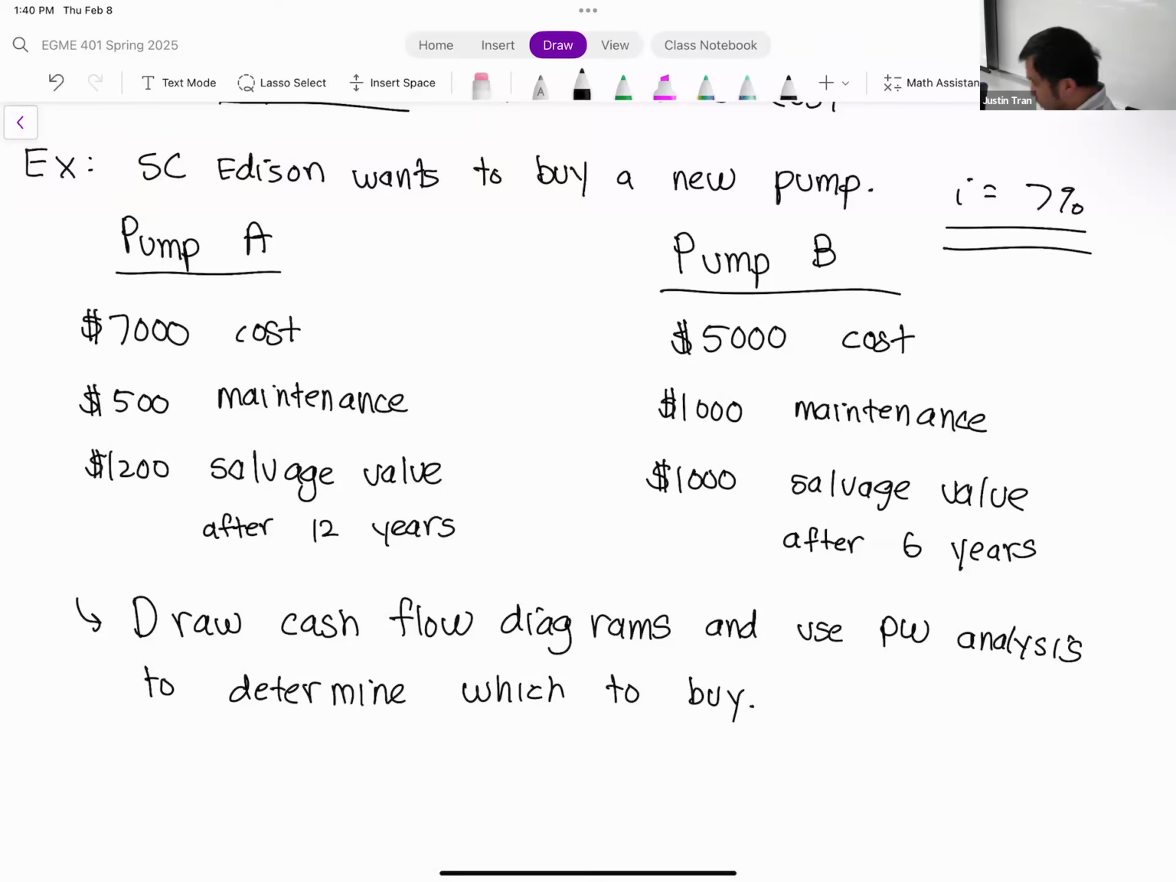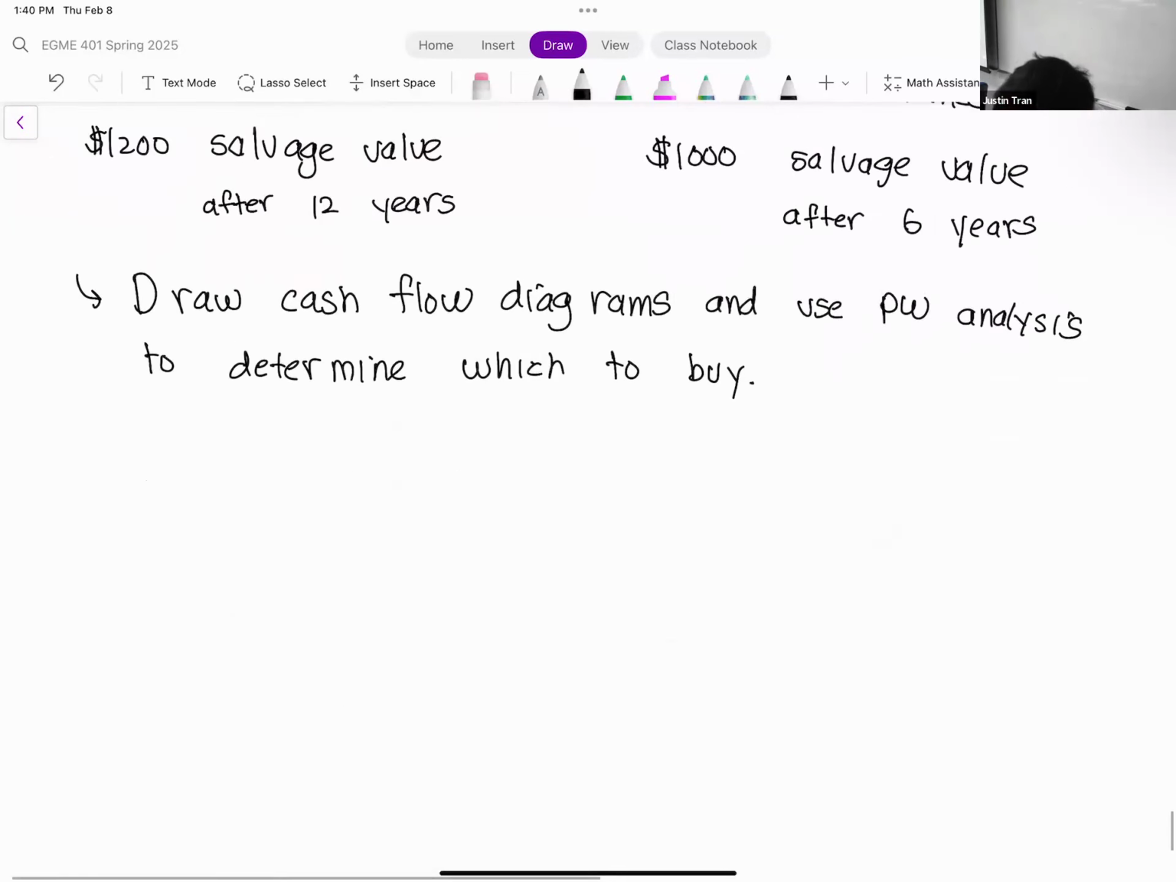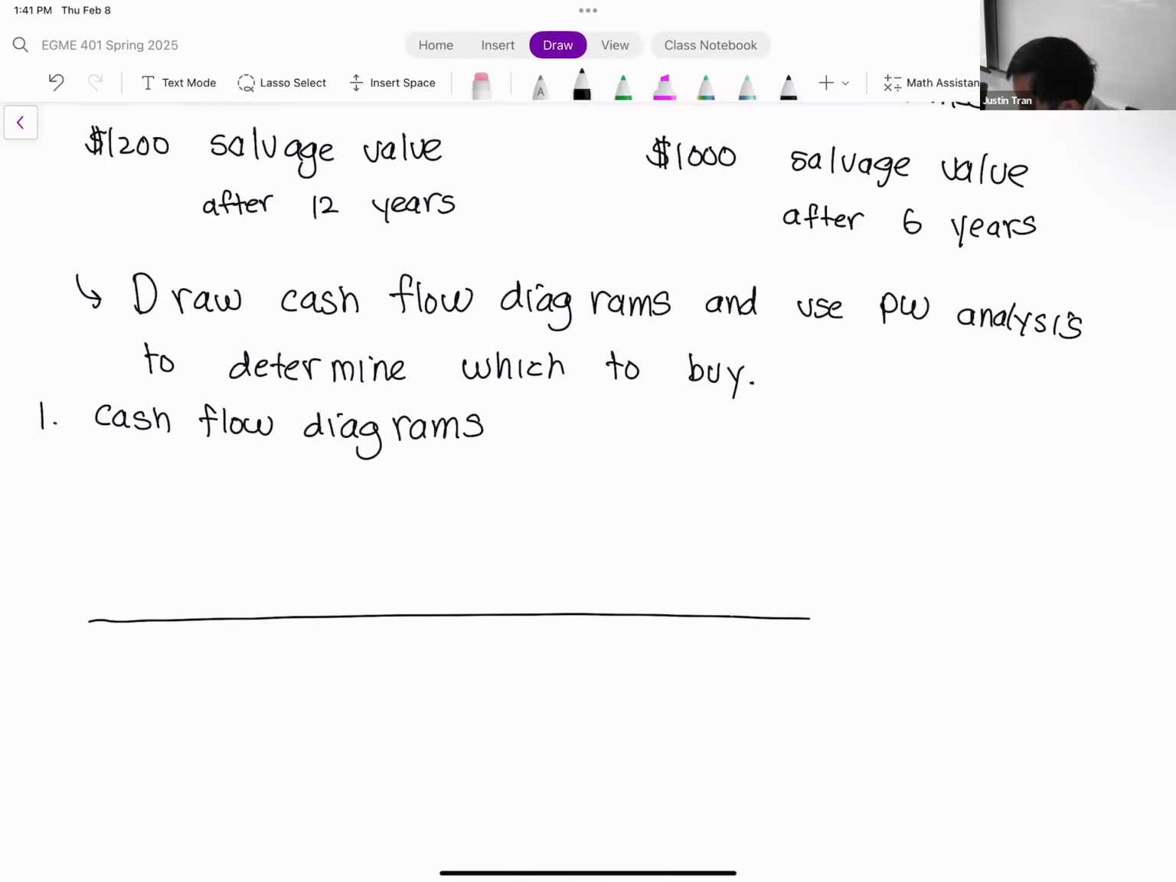So let's go ahead and start with the cash flow diagrams. This one's gonna be much bigger because it's for 12 years. So let's start with pump A. Remember, in this case we have different product lives. Pump A is designed to last for 12 years. Pump B only lasts for 6.